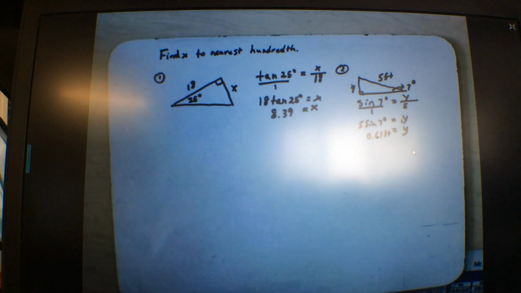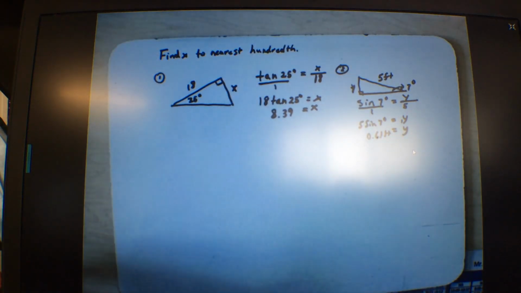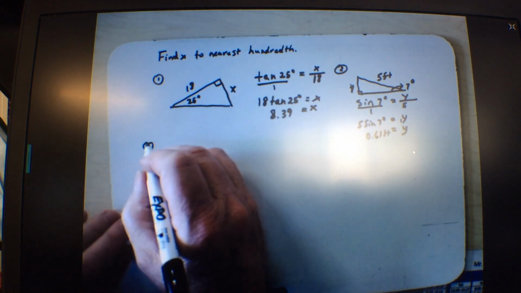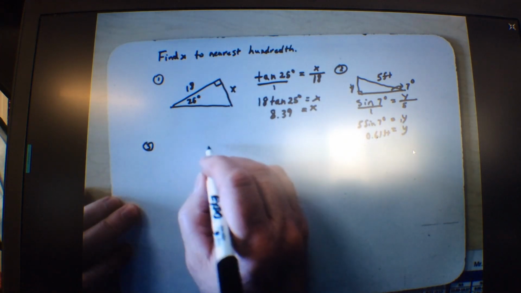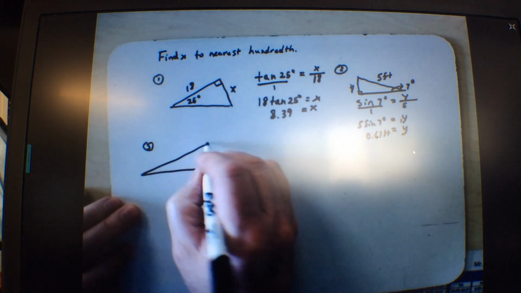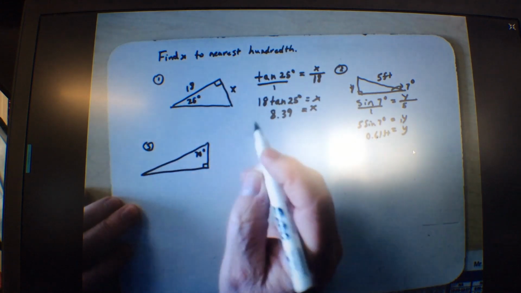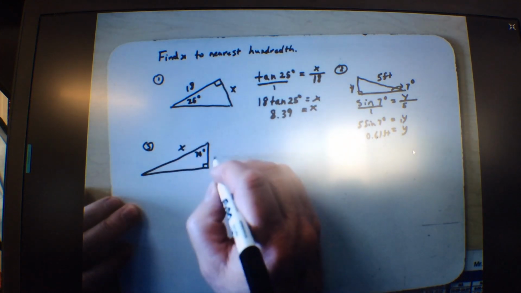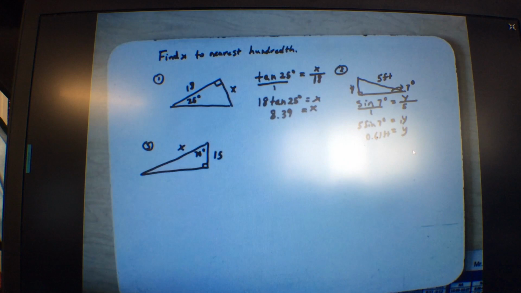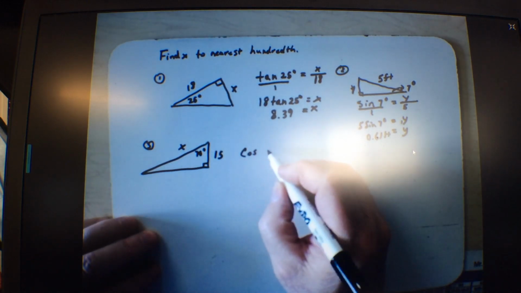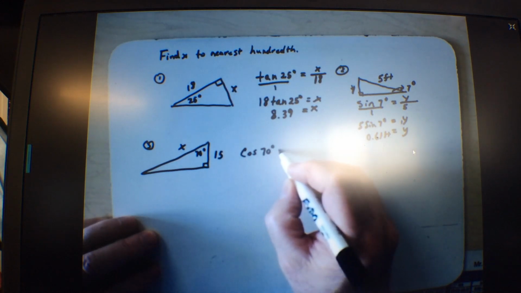Now let's do something a little different. Let's turn the right triangle around. This is 70 degrees up here, and this is x, and this is 15. What trig function would I use to solve that? Cosine. Cosine of what? 70 degrees equals?